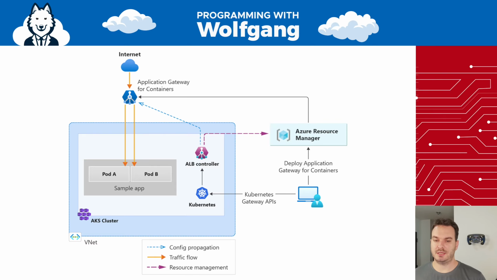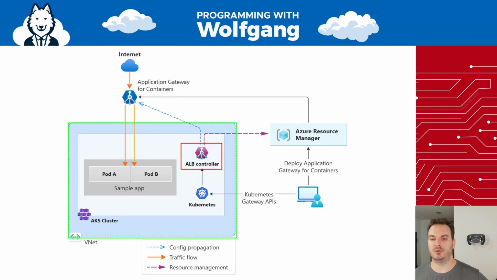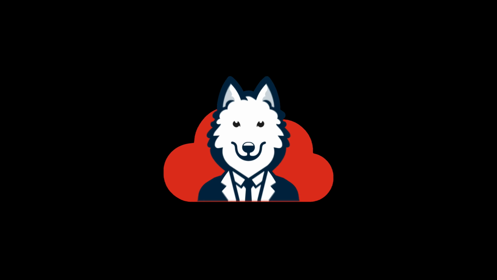So here we have the architecture again. What we created right now was this green box, our AKS cluster. And then inside this AKS cluster, we have created our ALB controller, the application load balancer. We also configured this link to the Azure Resource Manager with the managed identity. This means our ALB controller can now configure and create the Application Gateway for Containers. This is what we're going to do in the next step. So let's switch back to the terminal and let's install the Application Gateway for Containers.